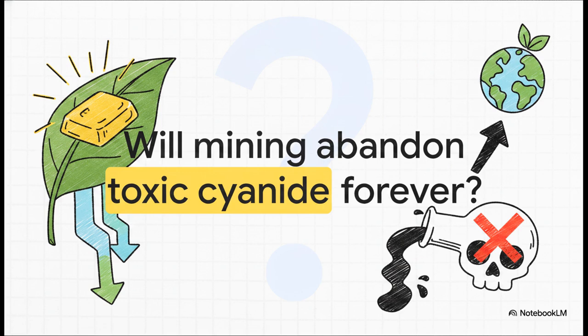Which leaves us with a pretty fascinating thought to end on today. With green chemistry like this now proving it's entirely capable of nearly 90% gold recovery, while drastically lowering the environmental and safety risks, how quickly will the global mining industry abandon toxic cyanide forever? It's a massive, monumental shift in a century-old practice, and we're literally watching it happen right now.